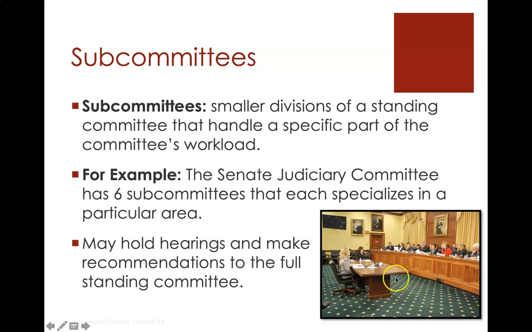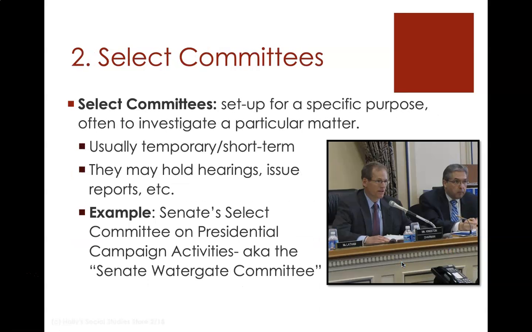And this is a picture of an actual standing committee. And this is a witness that they have pulled. That way they can ask questions and look into researching for the passage of a bill. The second type of committee we have is select committees, and they are not permanent. They're usually temporary or short term. These are set up for a specific purpose, often to investigate a particular matter. They may hold hearings, issue reports, etc. For example, you had the Senate Select Committee on Presidential Campaign Activities, aka the Senate Watergate Committee.